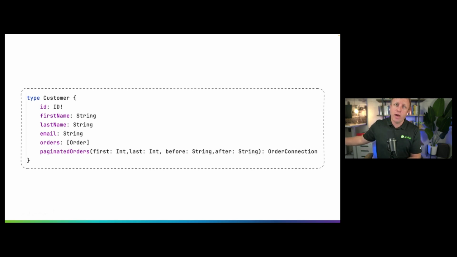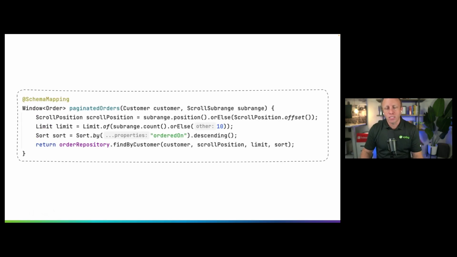I have not created that order connection type. There's no declaration of that in my schema anywhere. Again, Spring is creating that for us. So now we have a way to say, hey, give me the first 10 records. Now I can start to paginate through this.